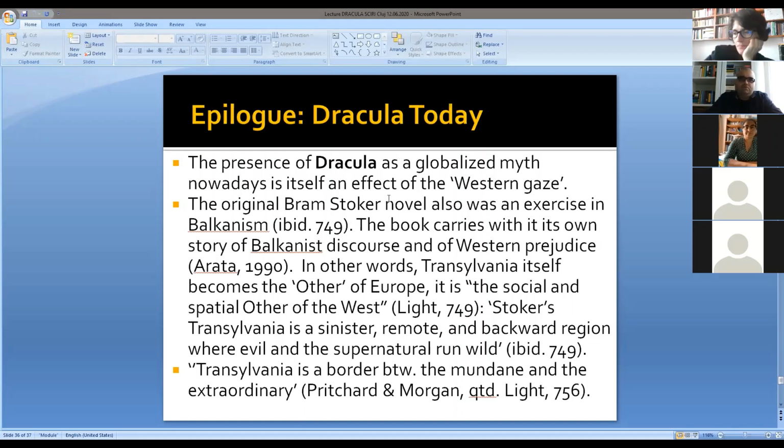The original novel was itself an exercise in Balkanism, in creating Balkan clichés. The book carries with it its own story of Balkanist discourse and of Western prejudice. See the commentary by Stefan. In other words, Transylvania itself becomes the other of Europe. It is, quote, the social and spatial other of the West. Stoker's Transylvania becomes, quote, a sinister, remote, and backward region where evil and the supernatural run wild. End of quote. Also, Transylvania, quote, is a border between the mundane and the extraordinary. All these kinds of fictionalizing are present here.